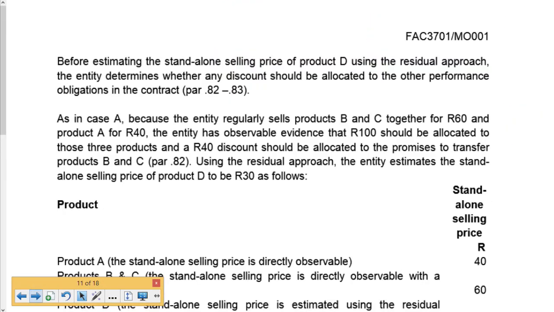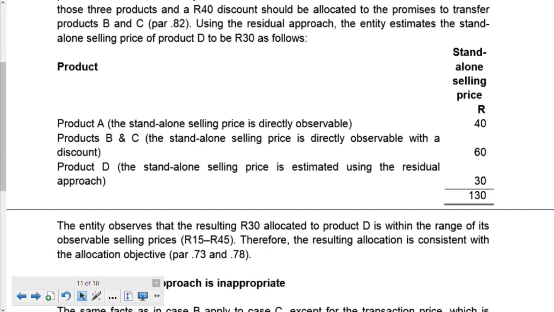And so the residual approach would be to say, I normally would sell A for 40, I normally would sell B and C together for 60. So if I'm selling all four for 130, therefore I'm selling D for 30. Yeah, residual approach. So in that instance, we had already calculated that A, B, and C would sell for 100, so therefore the extra 30 must be D. Agreed?